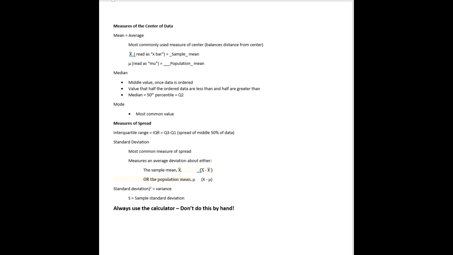Next, let's take a look at the measures of spread. We have something called the interquartile range, IQR, and that's where you take Q3 and subtract Q1. It's the spread of the middle 50% of the data. The IQR is also the easiest measurement of spread.